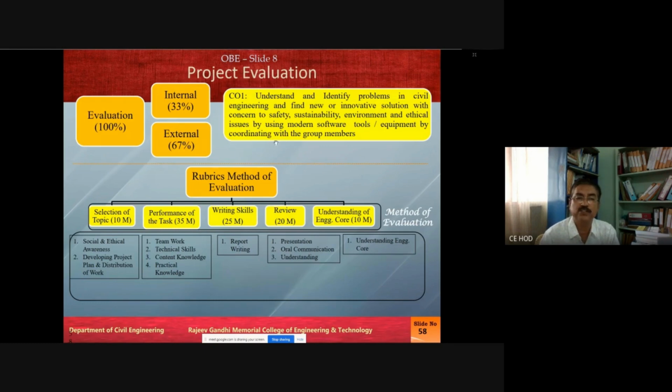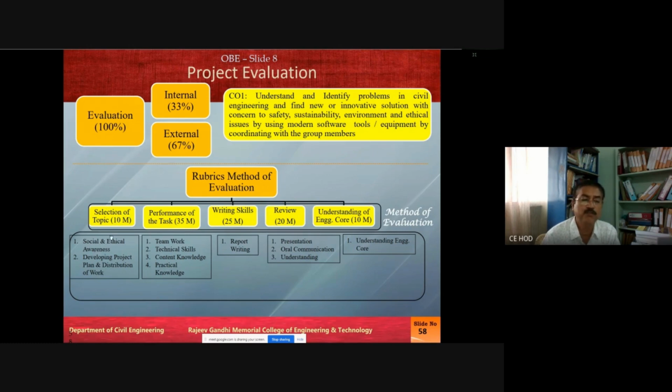Now coming to project evaluation. Project evaluation is internal 33%, external 67%. Here we have framed one CO, sir: understand and identify problems in civil engineering and find new or innovative solutions with concern to safety, sustainability, environment and ethical issues by using modern software tools and equipment, by coordinating with the group members. We have written this CO in such a way that all the POs and PSOs are mapped equally, sir.